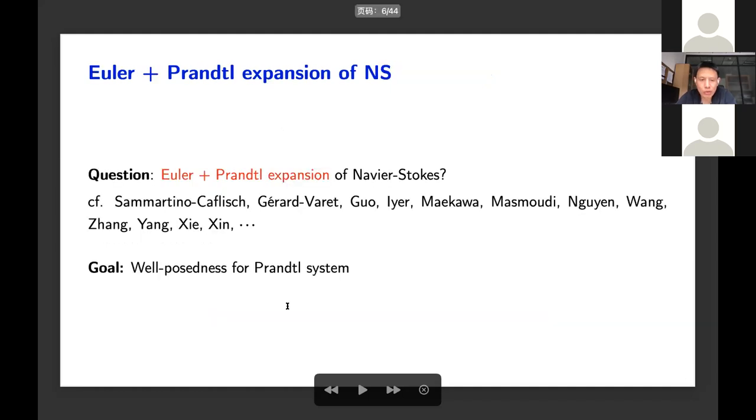But how to verify this expansion of Navier-Stokes by Euler and Prandtl mathematically is very difficult. I'm not focusing on this issue, but just refer to some recent progress on this topic from Kukavica, Jia-Hui, and also some Chinese groups, and also Professor Zhouping Xin, the chair of the talk. Today I'll talk about the well-posedness of the Prandtl equation. This is a preliminary step for the inviscid limit.